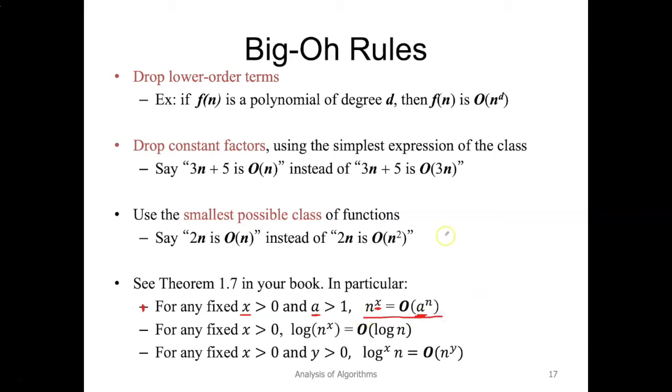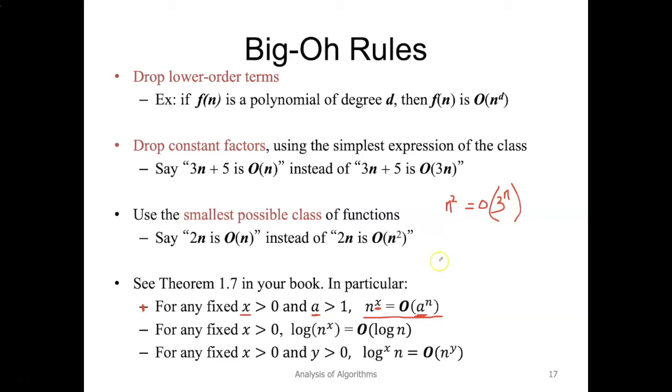So let's say you have a function, and I'm going to write it up here, n squared, and you had another function, let's say 3 to the nth power. Because of this rule, we know that n squared grows at a slower rate than 3 to the nth power, because n squared is big O of 3 to the nth power. Okay?